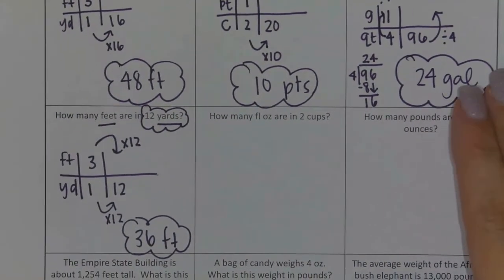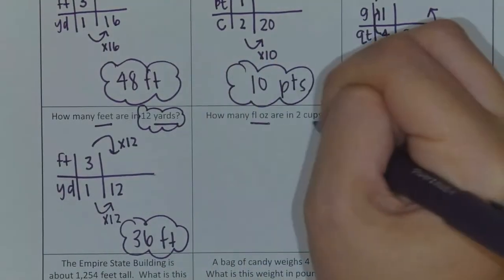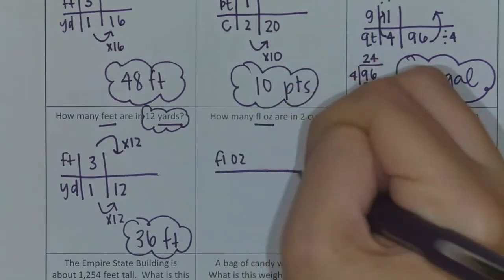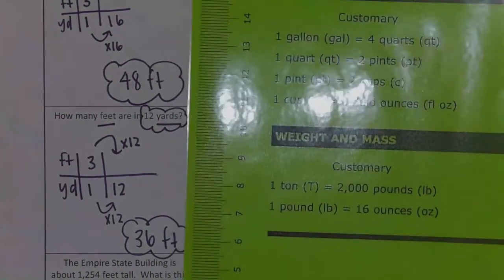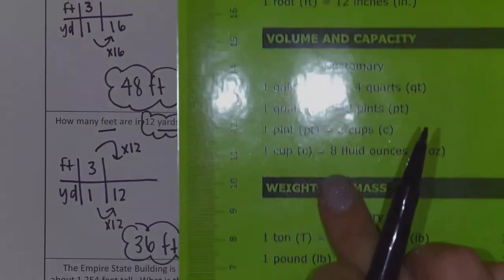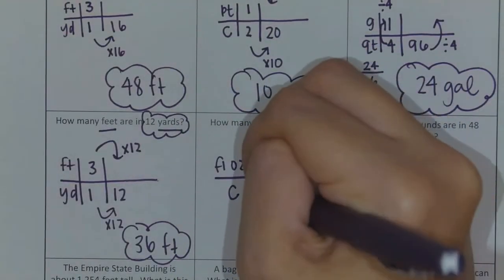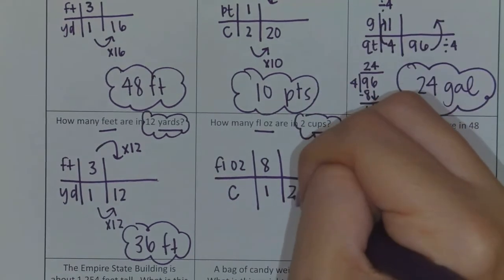Our next one, how many fluid ounces are in 2 cups? So my 2 best friends here are fluid ounces and cups. So fluid ounces, cups. Going to my star chart, I know that there are 8 fluid ounces in 1 cup. So 8 fluid ounces in 1 cup. I know from my problem that I'm looking for 2 cups.